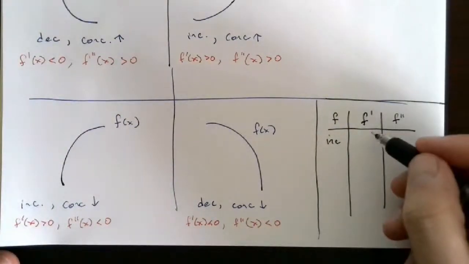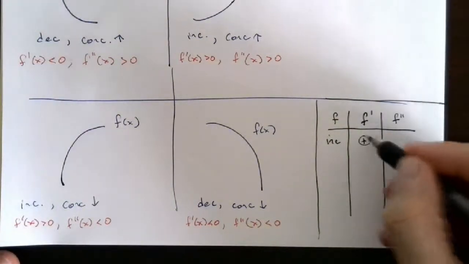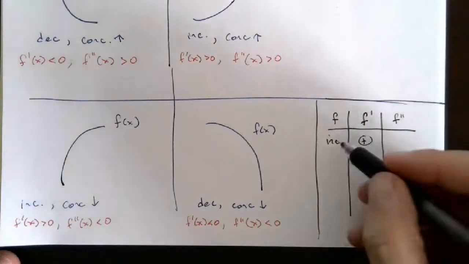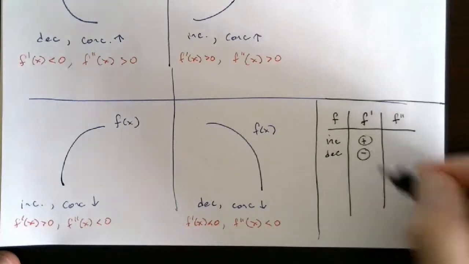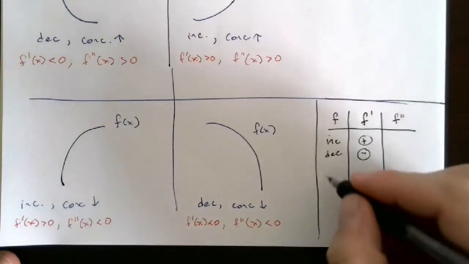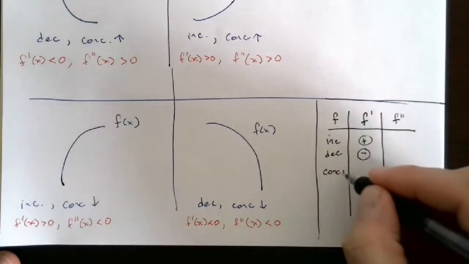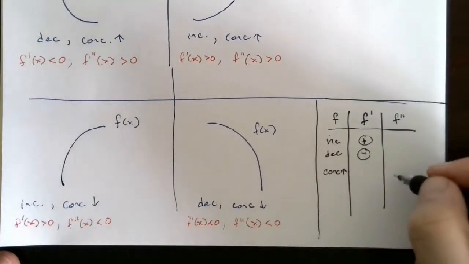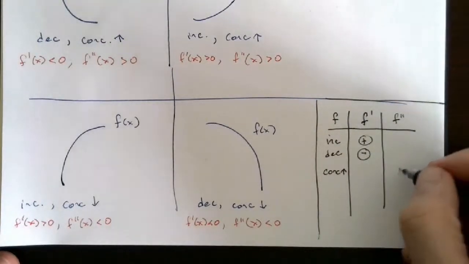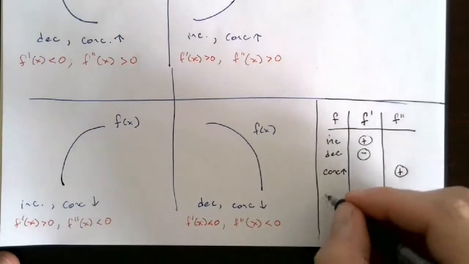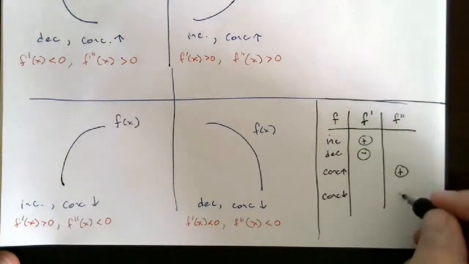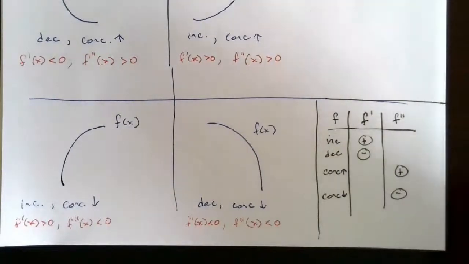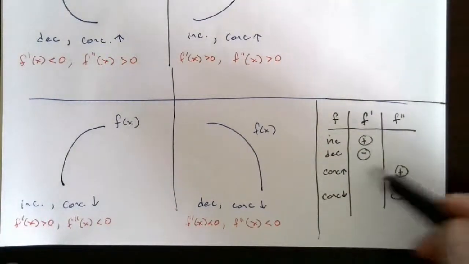What's that tell you about f prime? Well, it tells you f prime is positive. If f is decreasing, it tells you that f prime is negative. If f is concave up, well, that's f double prime is positive. And if f is concave down, then we know that f double prime is negative. We can fill in here actually as well.